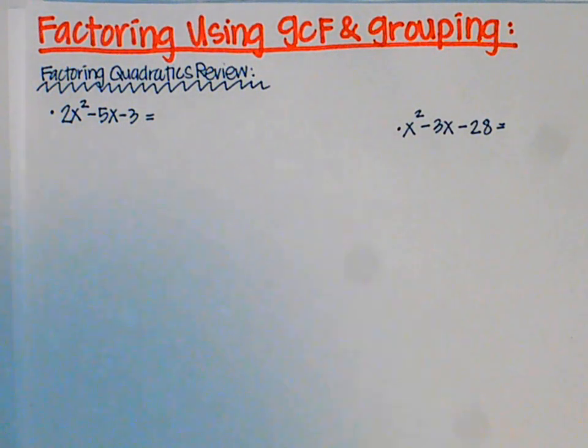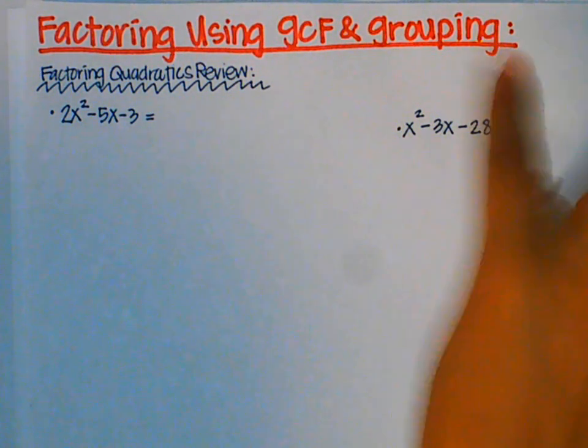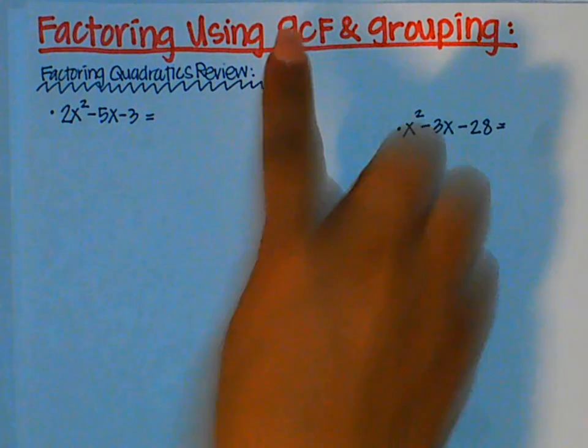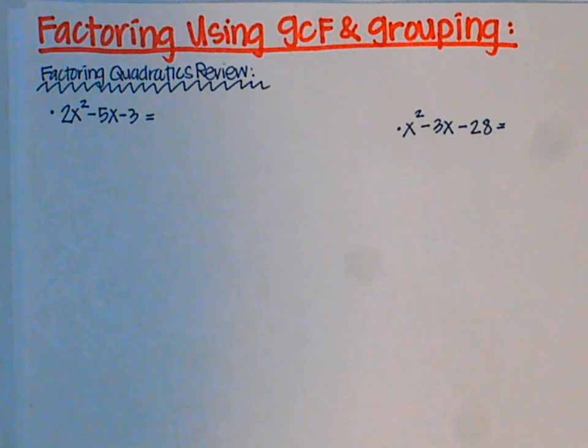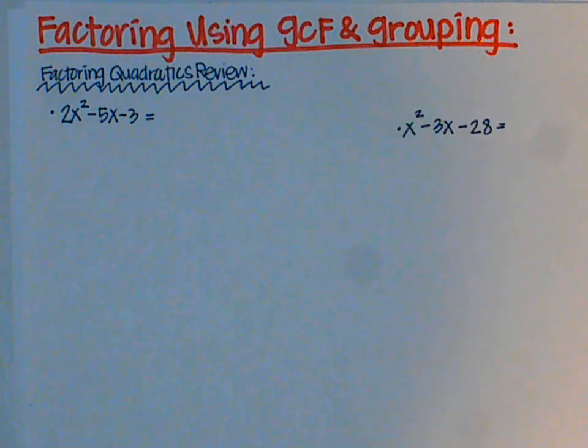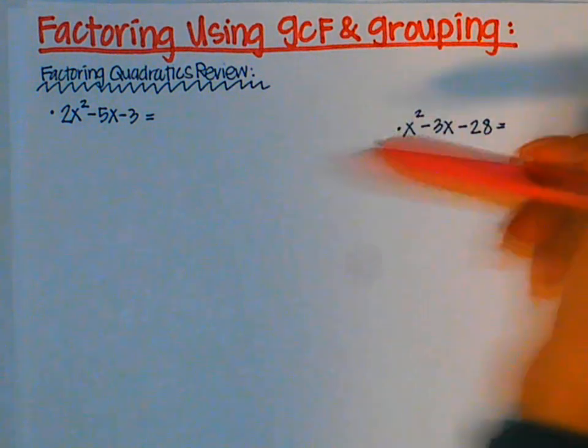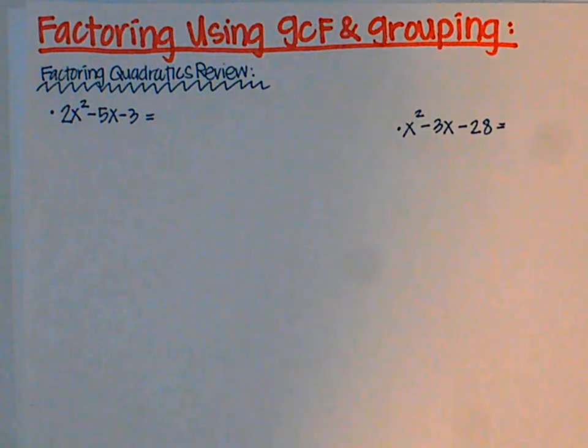Hello. Today's video we are going to focus on factoring using GCFs, which is the greatest common factor, and grouping, and we like to use grouping when we have polynomials with 4 terms. The GCF will help us simplify a trinomial or something so that we can use previous skills to help us factor that. So I do want to spend some time reviewing when we did quadratics, when we factored them.